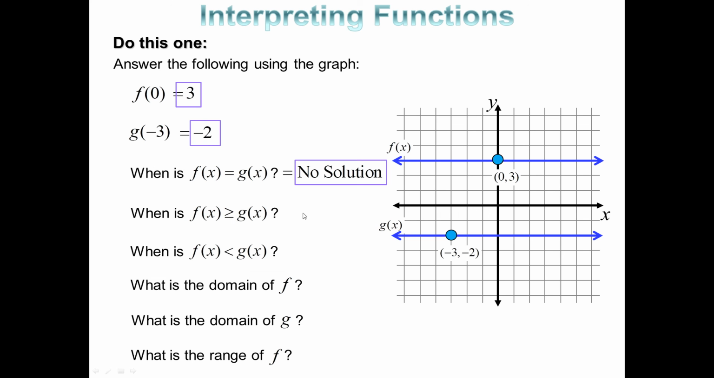When is f above g? So here's my f line. Here's the g line. Okay, f is always going to be above g. Always. It's going to stay like this. It's going to stay at 3, and this is going to stay at negative 2. So from negative infinity to infinity. When is f less than g or below g? When will f be below? When will this line be below that line? Well, that'll never happen. It'll never happen. So again, we have a no solution or empty set.